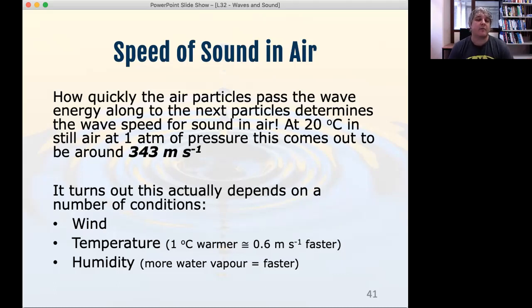So in temperature, around about a 1 degree Celsius increase relates to around about a 0.6 meter per second speed increase. So it's a noticeable speed increase. And humidity, the more water vapor equals faster. Water vapor, nice big particles, lots of mass, therefore lots of kinetic energy, means they can carry lots of energy with them. And so that energy travels quite rapidly along.